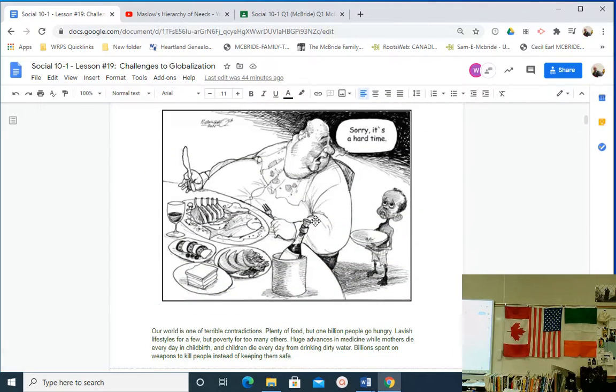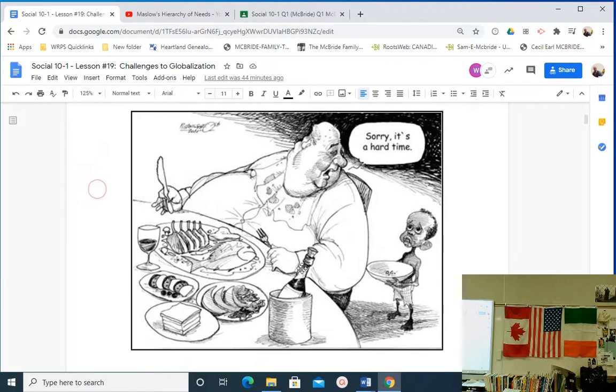So in this cartoon, we can see that the needs of one guy are being met, his tier 1 needs, his physiological needs. It doesn't look like this individual's needs are being met. So it's the ideological perspective of this source that the physiological needs of some on the planet are being met while the physiological needs of others are being ignored. We call that disparity, haves and have-nots, rich and poor.